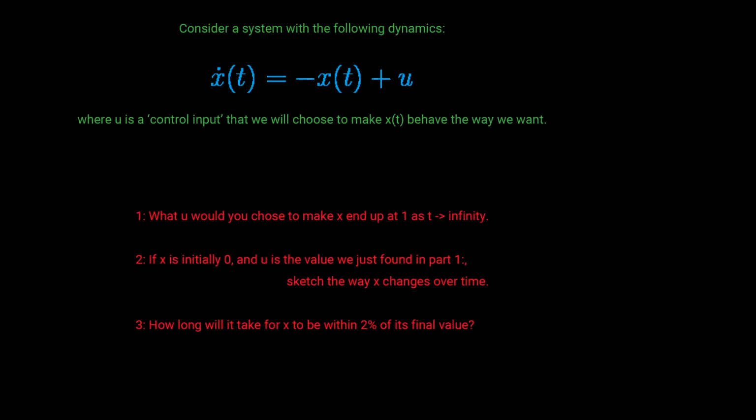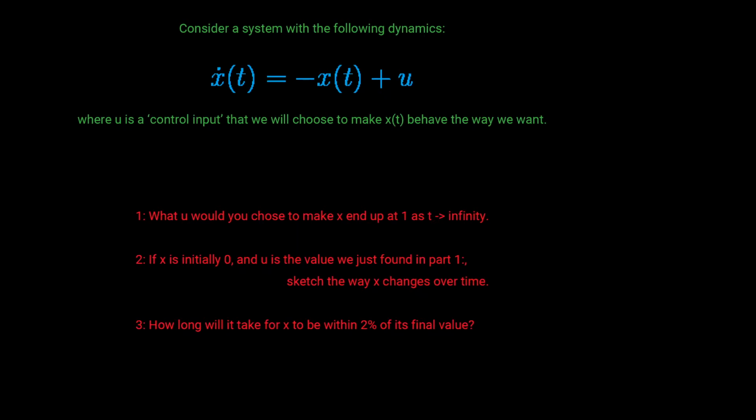The first part is asking us what we would choose our u-term to be in order to ensure that x ends up at 1, the constant 1, as time approaches infinity. So that is to say we need to choose some u in order to make sure that the steady state value of x ends up at 1.